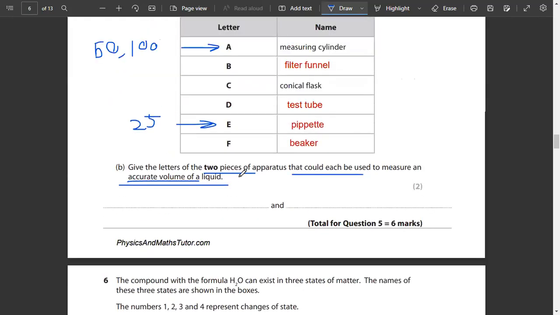तो अगर मैं यहाँ पे लिखूं give letters of the two pieces of apparatus, my answer would be A can be used to measure something accurately, and E also. A measuring cylinder and a pipette can be used because I told you measuring cylinder की बहुत types होती हैं. 25 centimeter cube वाला भी होगा, 50 centimeter cube वाला भी होगा, 100 वाला भी होगा.